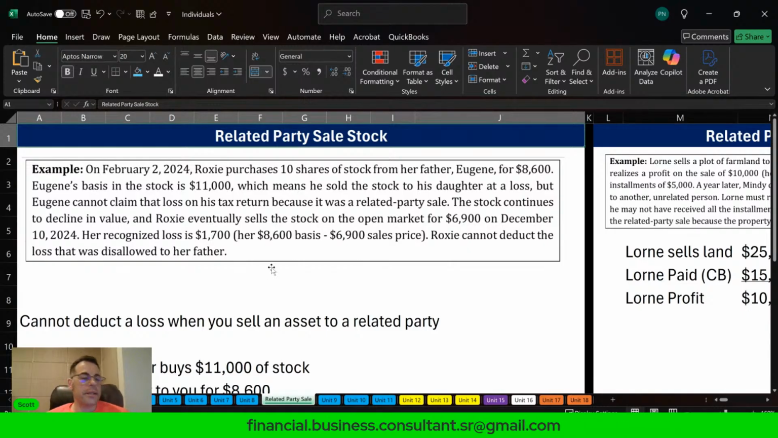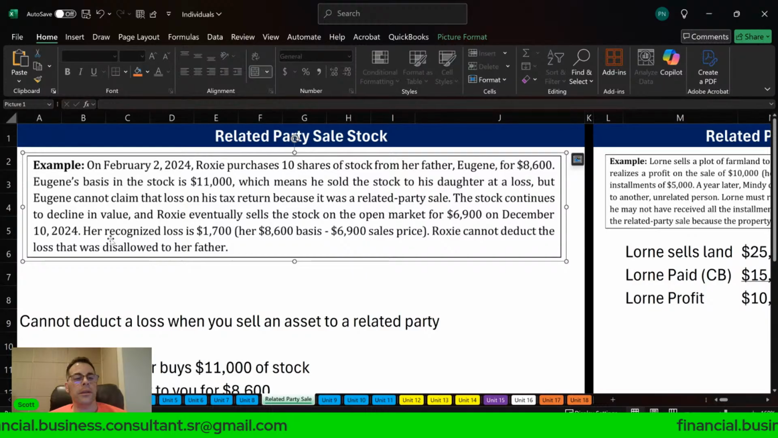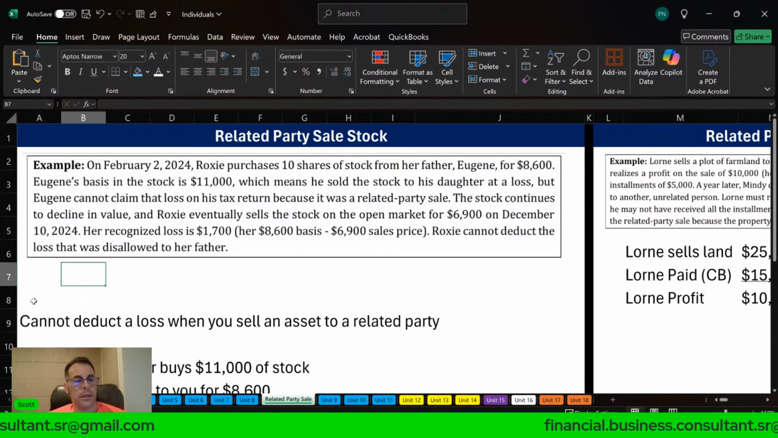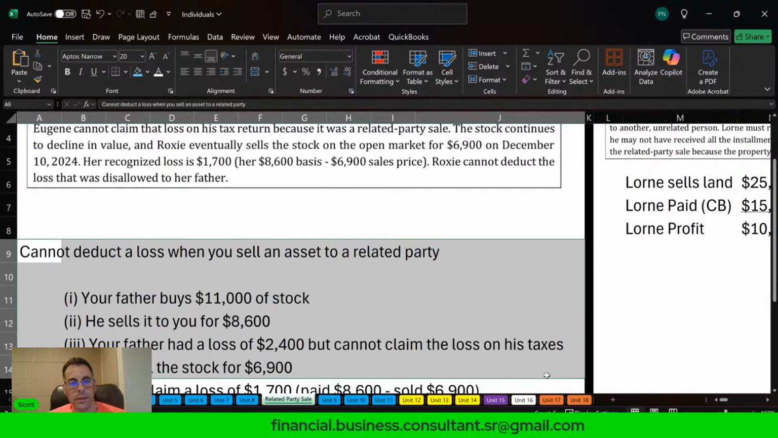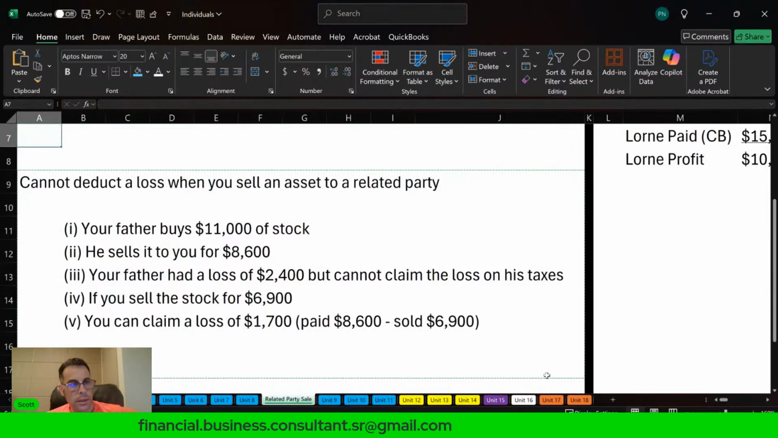So let's do some more tax stuff. So here's the situation. Let me fix this formatting a little.